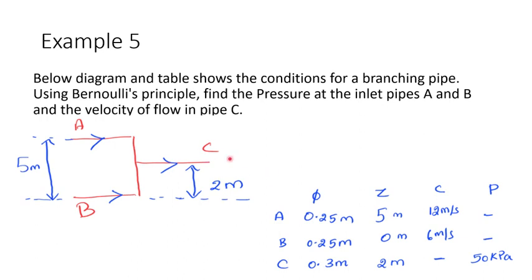What do we know about section C? It is 0.3 meter in diameter, so this is a larger diameter than 0.25. It is at an elevation of 2 meter from the datum. We do not know the velocity with which the water is coming out of this tube, but we know that it is coming out with a pressure of 50 kilopascals. Okay, that's fine. Let's solve this problem.